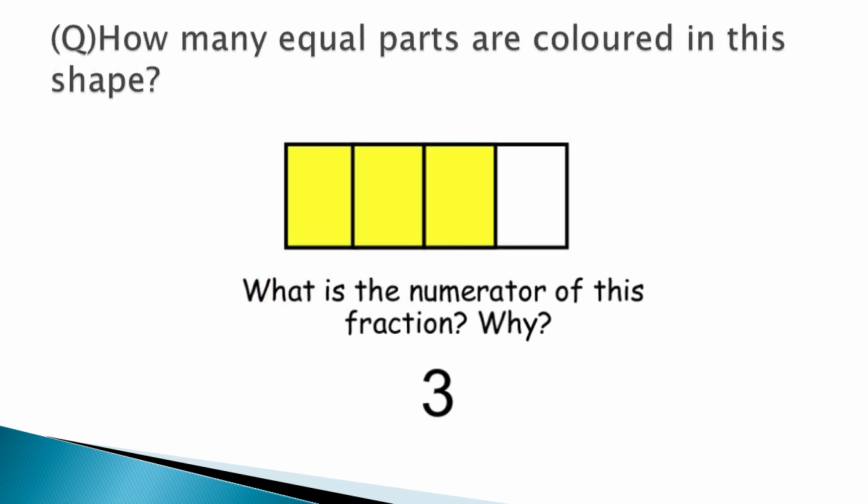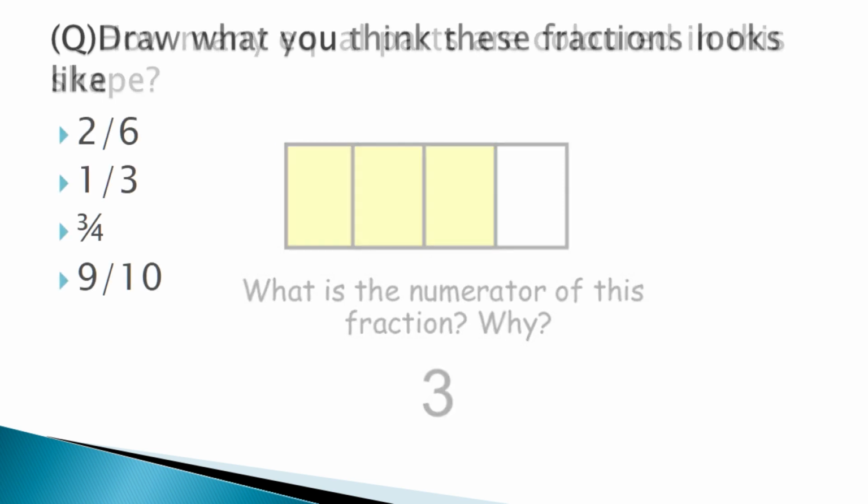Okay children, look at this question. They ask how many equal parts are colored in the shape. You can clearly identify that the rectangle is divided into 4 equal parts, and out of 4, 3 parts are colored. Therefore, the numerator of this fraction is 3. I hope you all understand how to identify the numerator of a given fraction now.